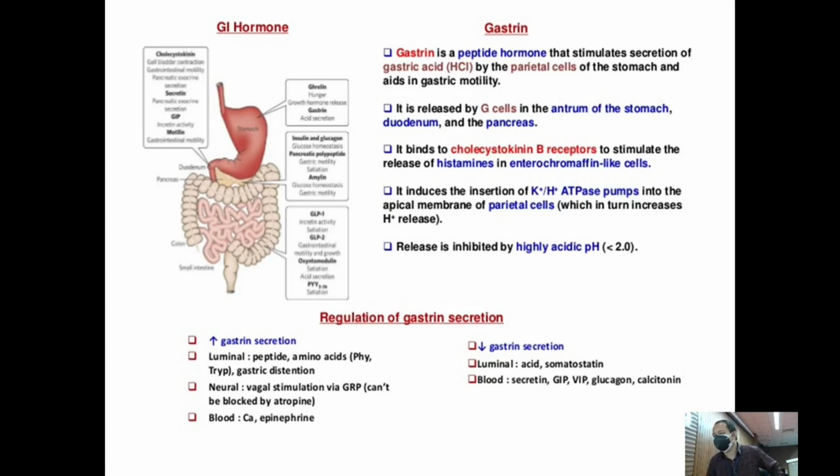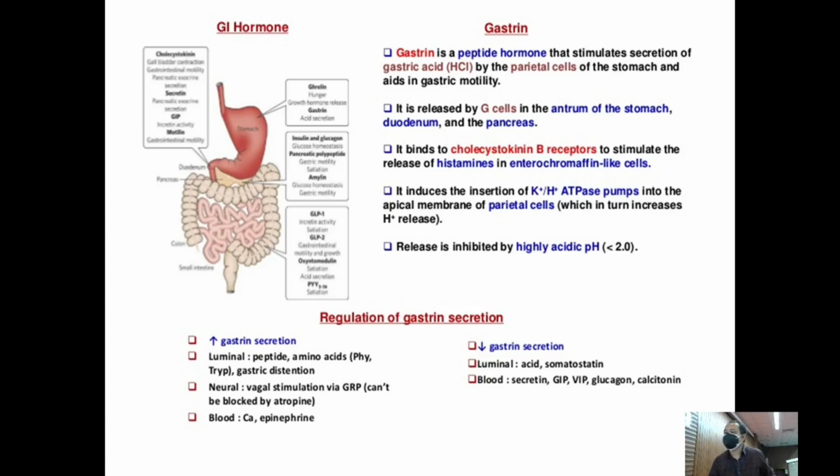Okay, then of course you have somatostatin. We'll come back to this. This is a hormone that inhibits the secretion of almost all the hormones in the GIT. Okay, and of course other hormones like secretin, GIP, VIP, glucagon, calcitonin, these also play a role in decreasing the secretion of gastrin from the G cell.